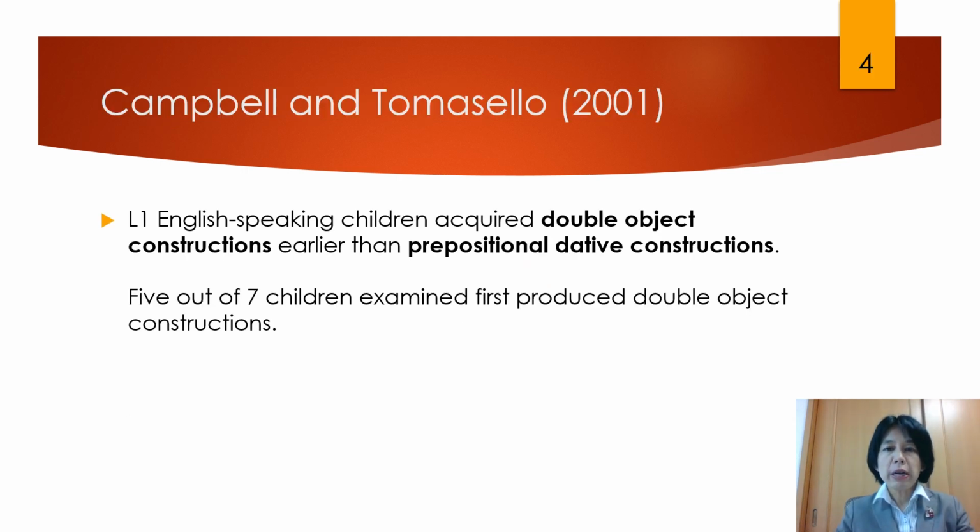According to Campbell and Tomasello, L1 English-speaking children acquired double object constructions earlier than prepositional dative constructions. They showed 5 out of the 7 children examined first produced double object constructions.